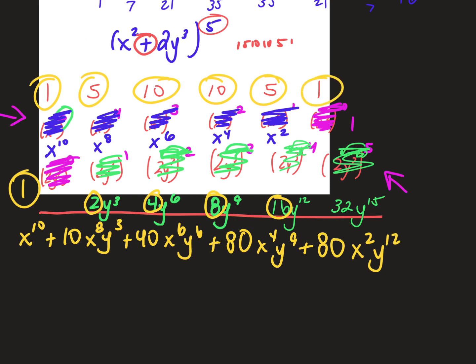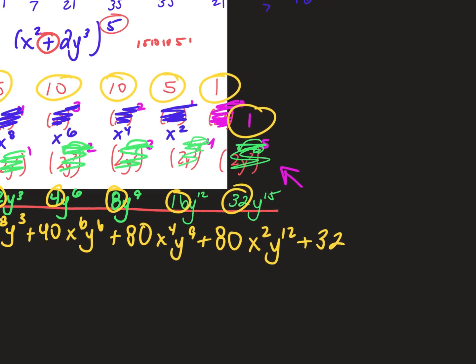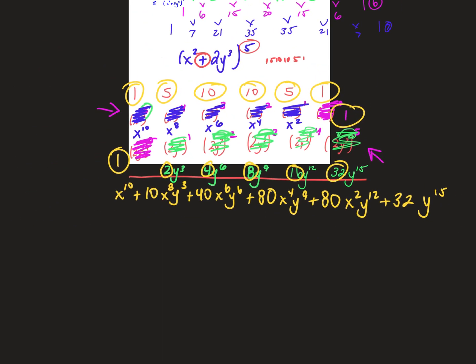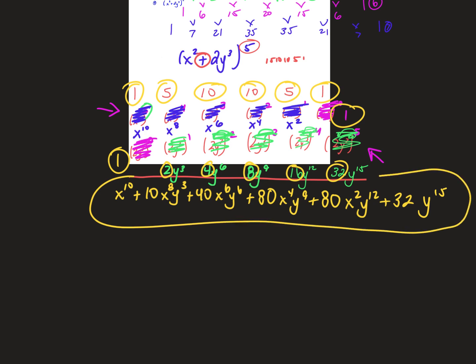12th. Then you have 1 times 32. So plus 32, y to the what? 15th. And there you go. If you were to write out the binomial x squared plus 2y cubed 5 times, and then draw your arrows and combine like terms and so on, that would be the answer that you get. This is a lot cleaner.